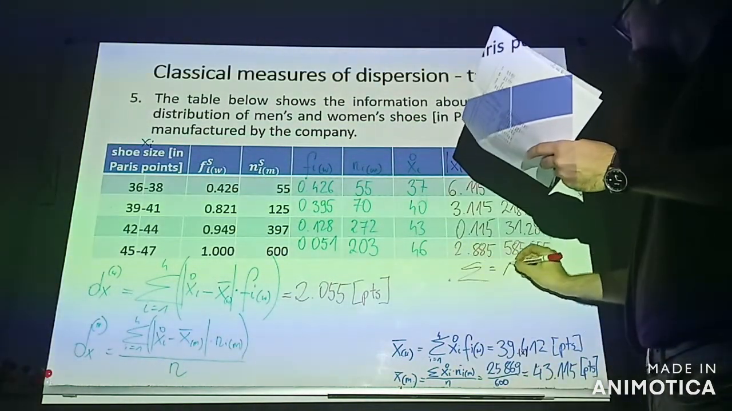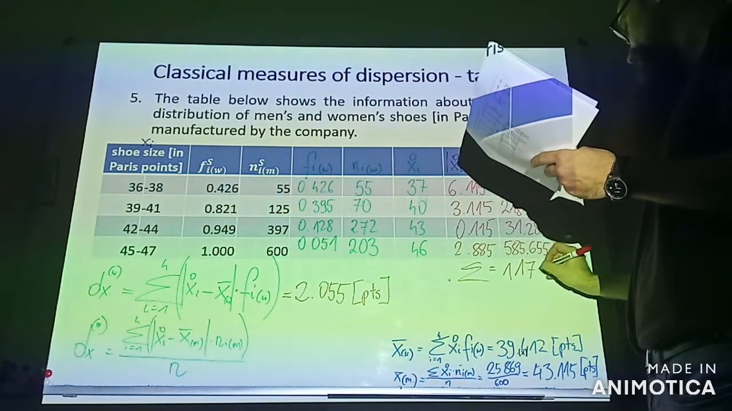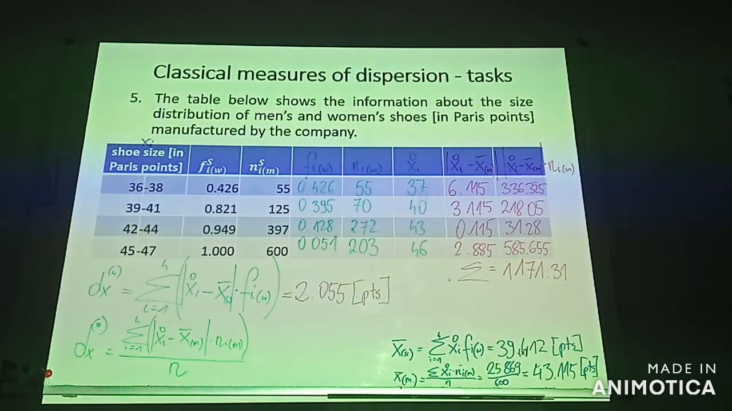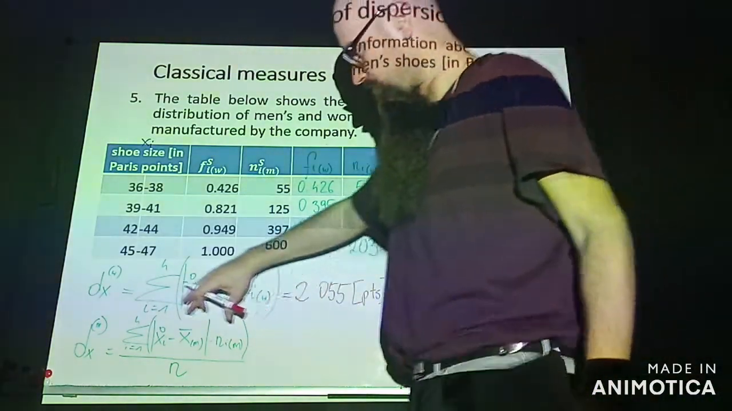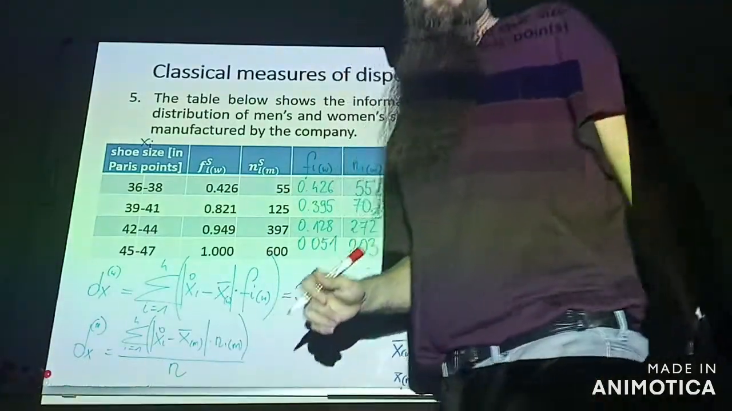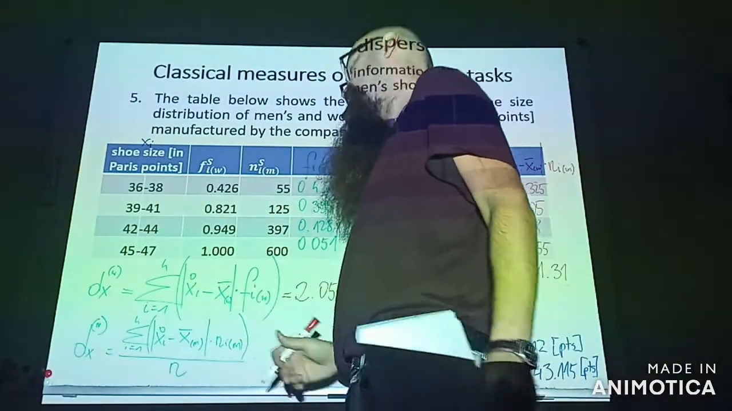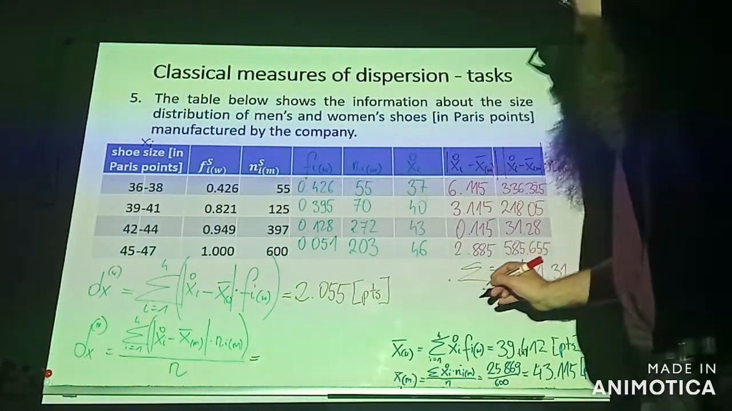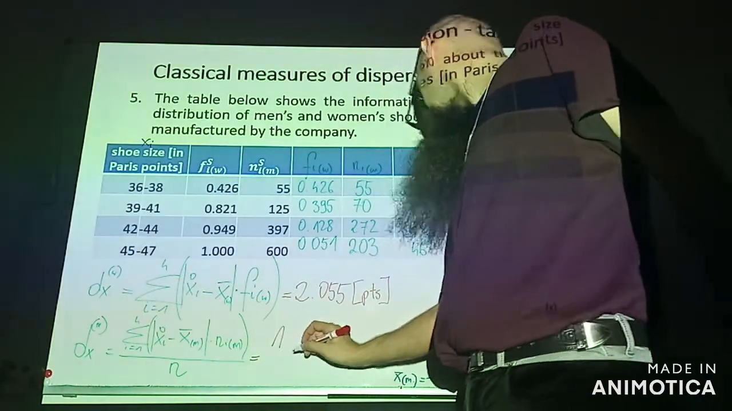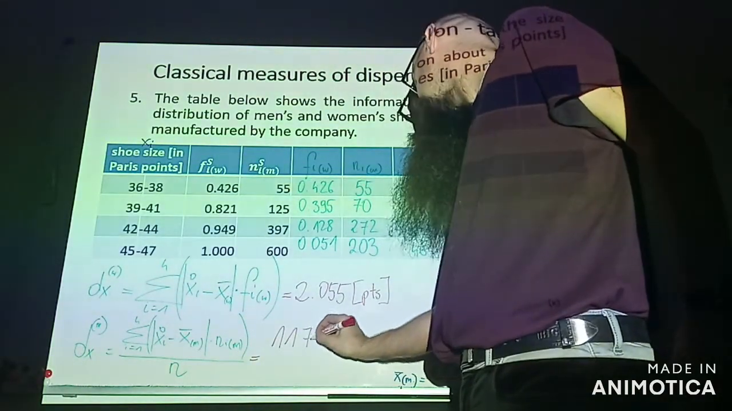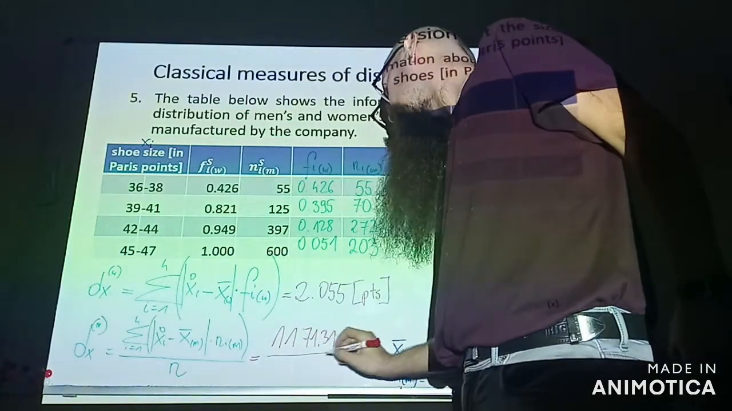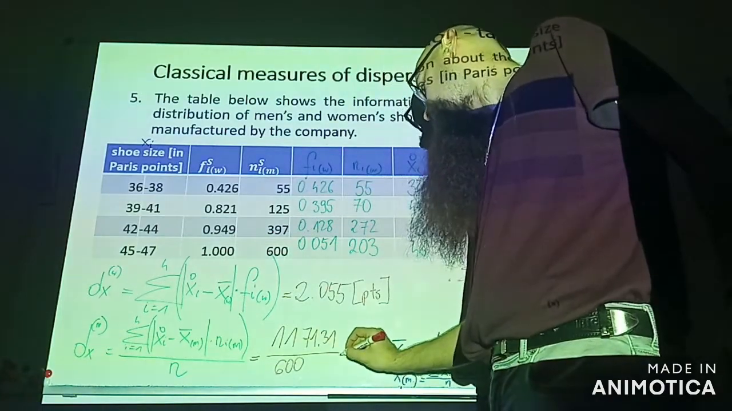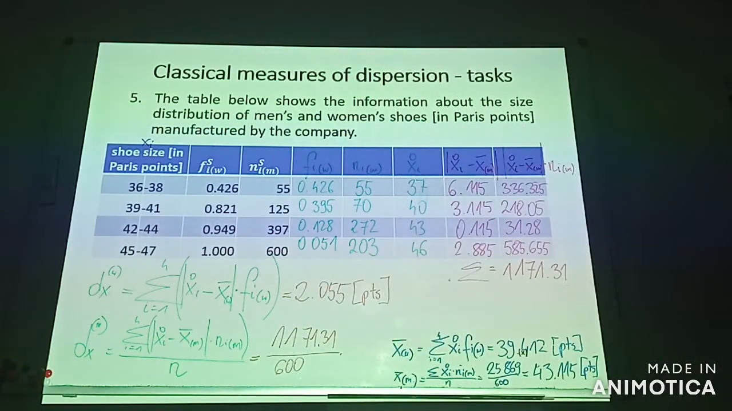is equal to 1171.31. Yeah, this is my partial result. This is the sum of the product between the modules and the frequencies. Okay, so I can write it down. The sum is 1171.31 divided by the population size. Population size is 600.